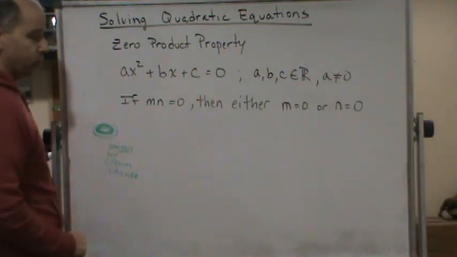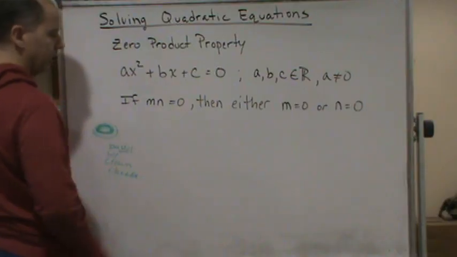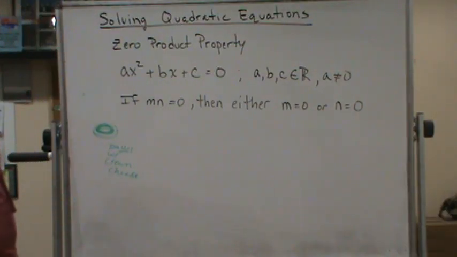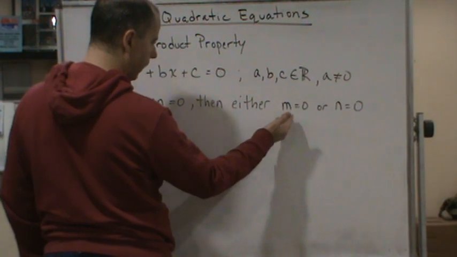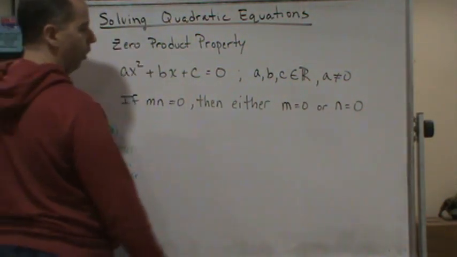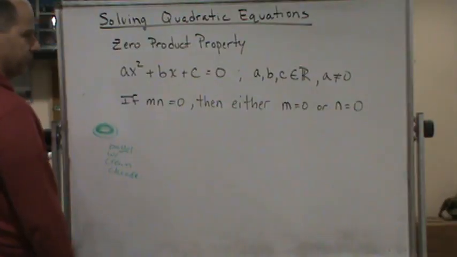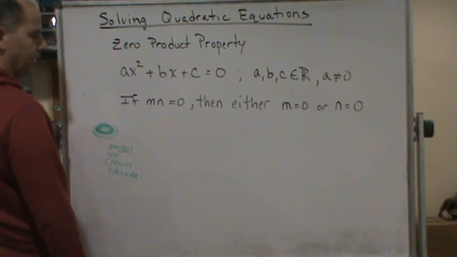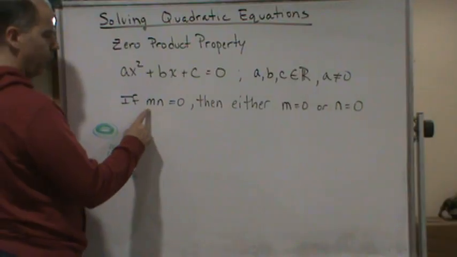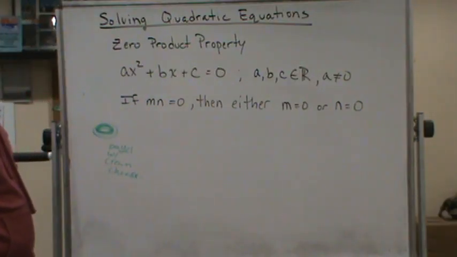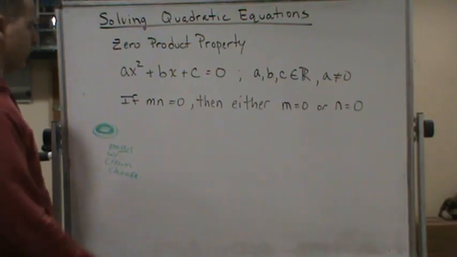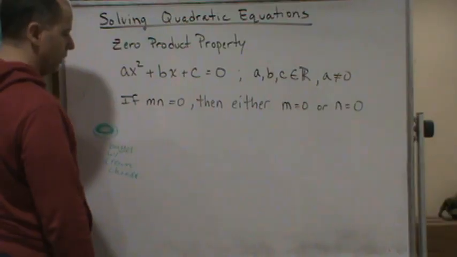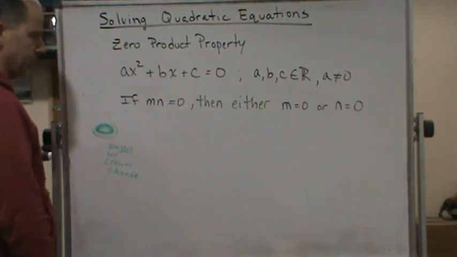Now, the zero product principle says this. If we have a product of two numbers, and we know that that product is equal to 0, then there are only two options. Either m is equal to 0, or n is equal to 0 in this case. Or both, right? But that's the zero product principle. At least one of these has to be equal to 0 if the product is equal to 0. And that's just using what we know about multiplication of numbers, right? Any number multiplied by 0 is 0. So if we know the product of this is 0, then we know that at least one of them has to be 0, right?